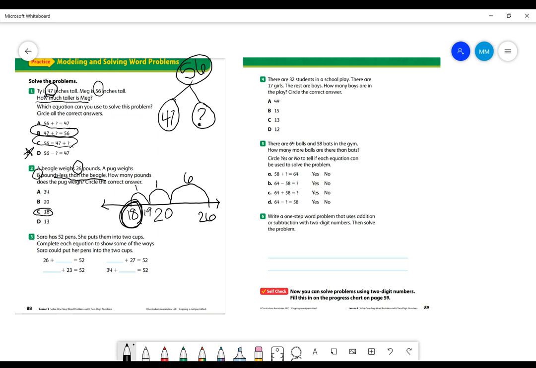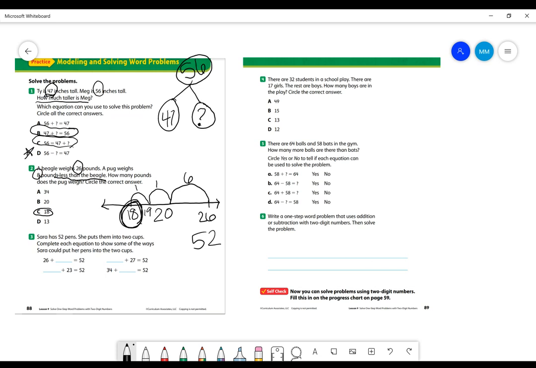It says Sarah has 52 pens. She puts them into 2 cups. Complete each equation to show some of the ways she could put her pens into 2 cups. All right, so Sarah has 52 pens. So 52 pens is her whole. And we have to find a way that she could split her pens.